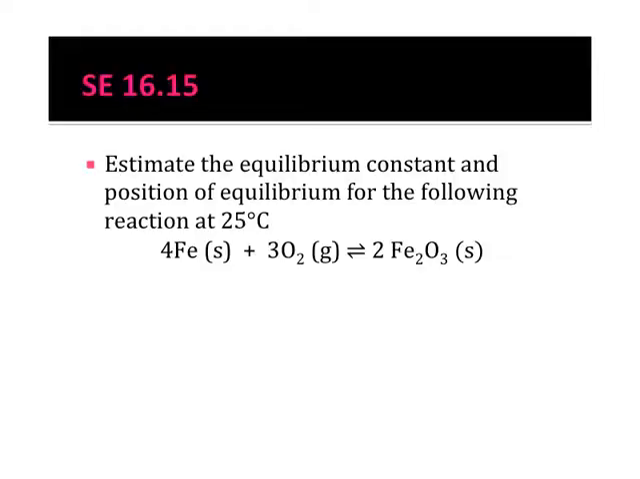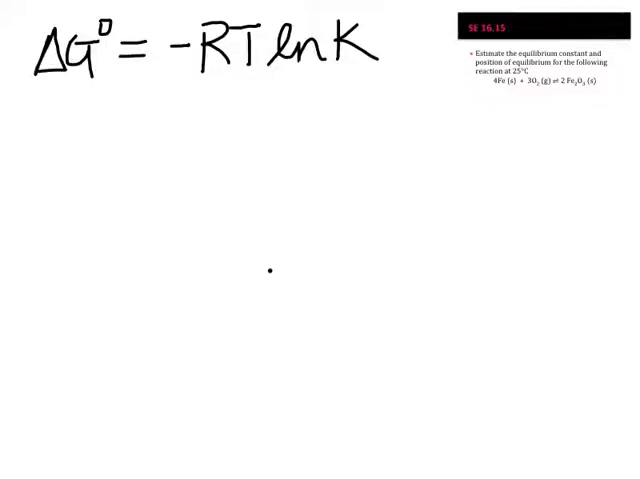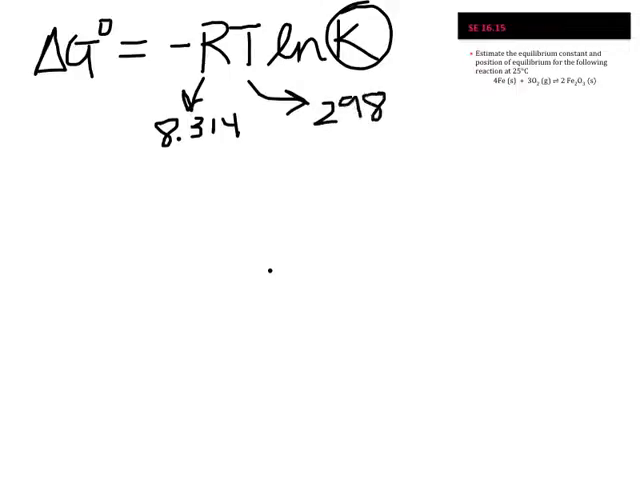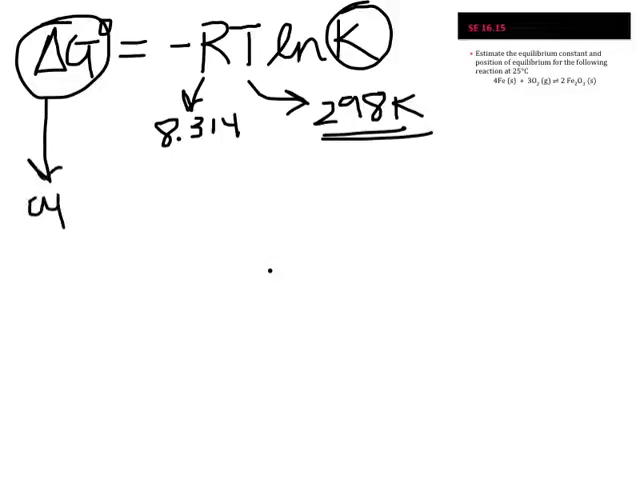So now we're going to estimate the equilibrium constant and the position of the equilibrium for this reaction at 25 degrees Celsius. So here is my reaction, and I am solving for K. I know R, that's 8.314. I know temperature, which is 25 plus 273, which is 298 Kelvin, which is standard temperature. Since I'm at standard temperature, I can use Appendix 4 to calculate the standard delta G. Use the values from Appendix 4.